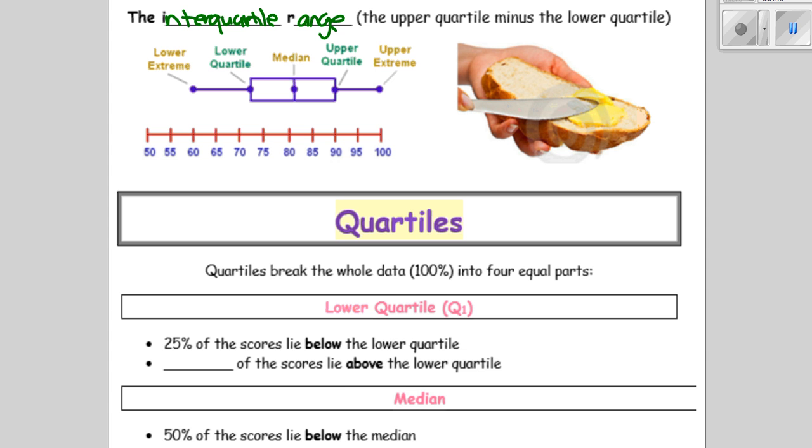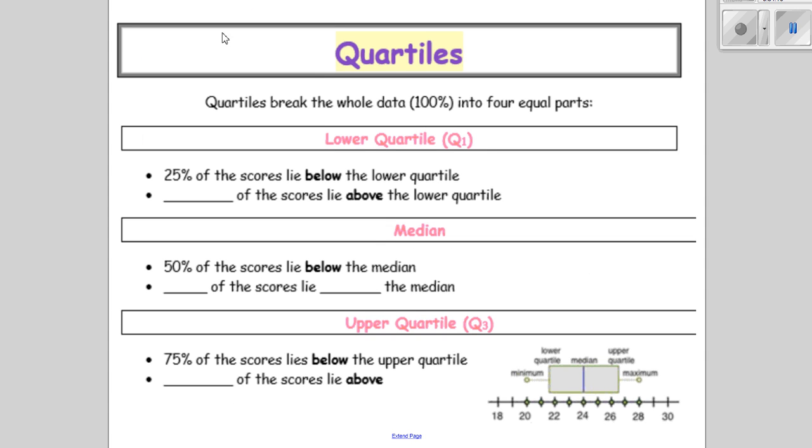Okay, so quartiles break the whole data, 100%, meaning the whole population of students, into 4 equal parts. Lower quartile: 25% of the people or the scores lie below the lower quartile. So what percent lie above the lower quartile? Good, 75%. Meaning that 1/4 is below the lower quartile, 3/4 is above it. That's why there's 3 parts to it. The median splits it into 50-50. 50% lie below and above the median.